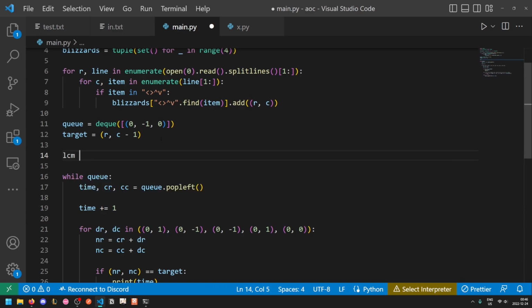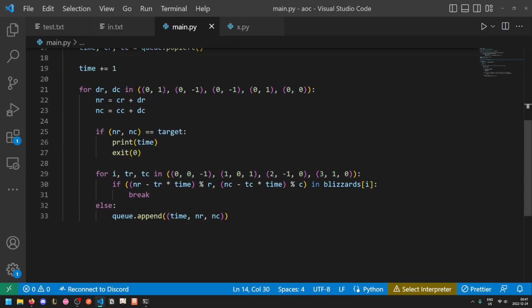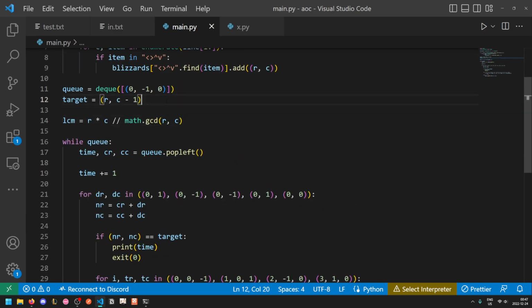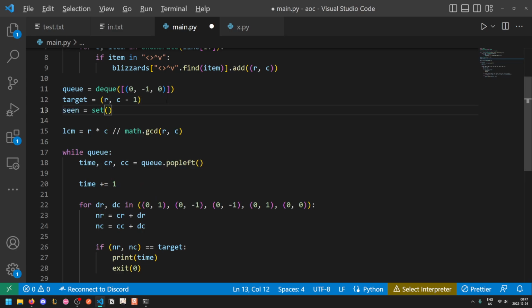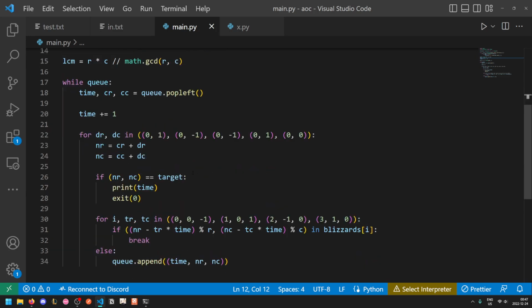So the LCM of 2 numbers is equal to their product divided by their GCD. Be careful that this is not generally true for more than 2 numbers. You can't take their product and divide by the GCD, that will not work. However, for 2 numbers, this is correct. So we'll now add a seen set, which will track where we've been. And we don't want to track the initial state because it doesn't actually matter.